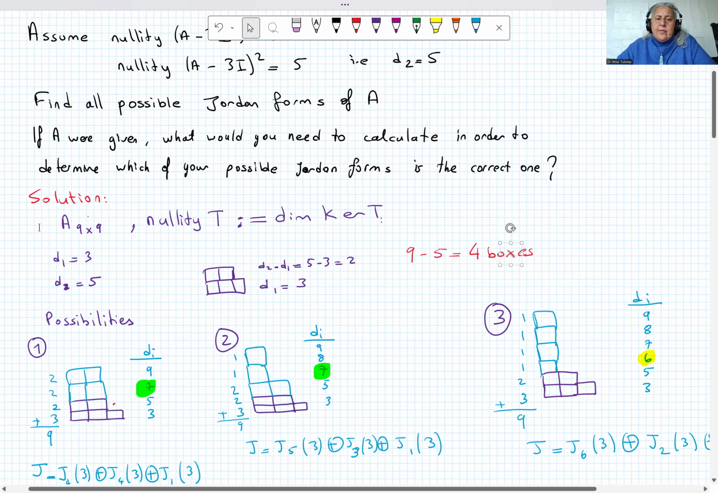Okay, now since we have a 9 by 9 matrix, and the nullity is the dimension of the kernel space of this matrix, as we know, d1 is equal to 3, d2 is equal to 5. It means that we have 3 boxes. We put 3 boxes on the bottom and 2 boxes on the up, and then we are left with 4 boxes. And each of those boxes are replaced.